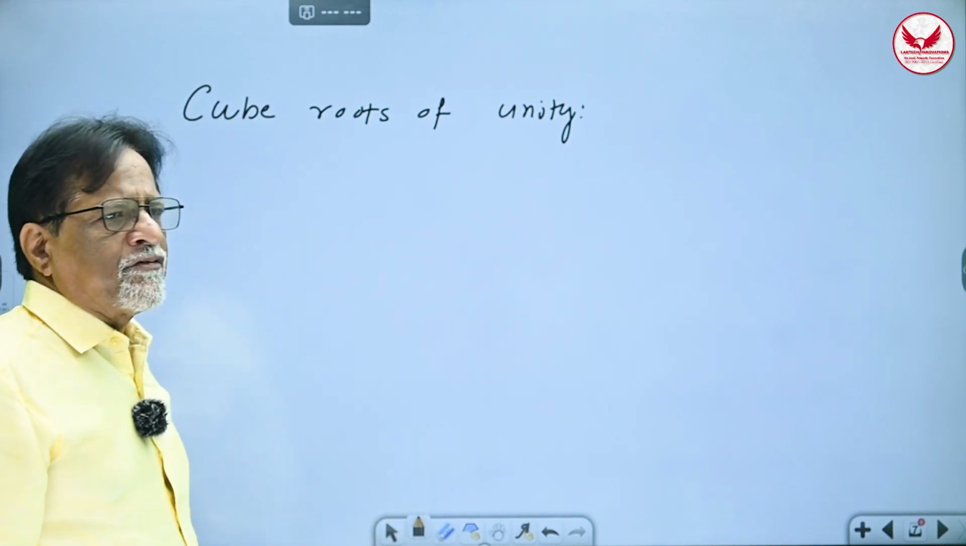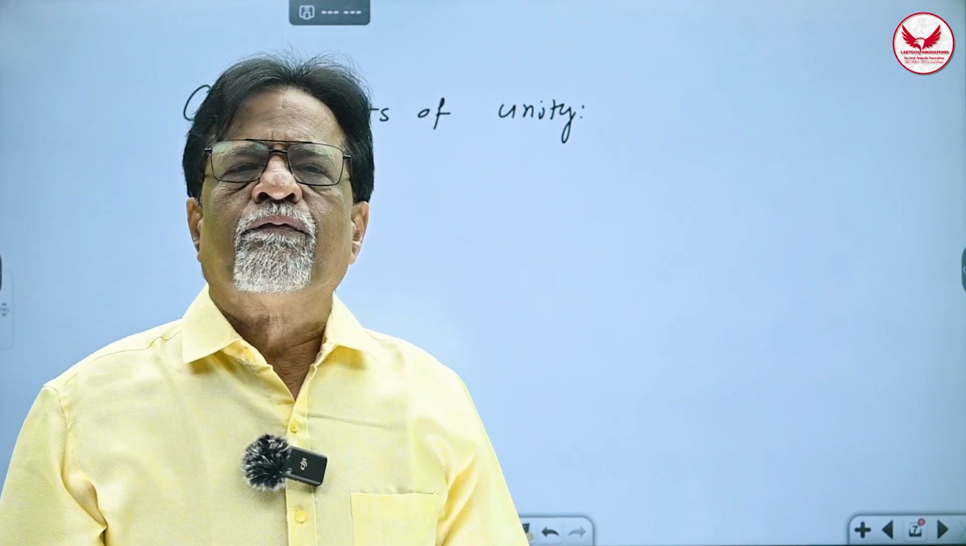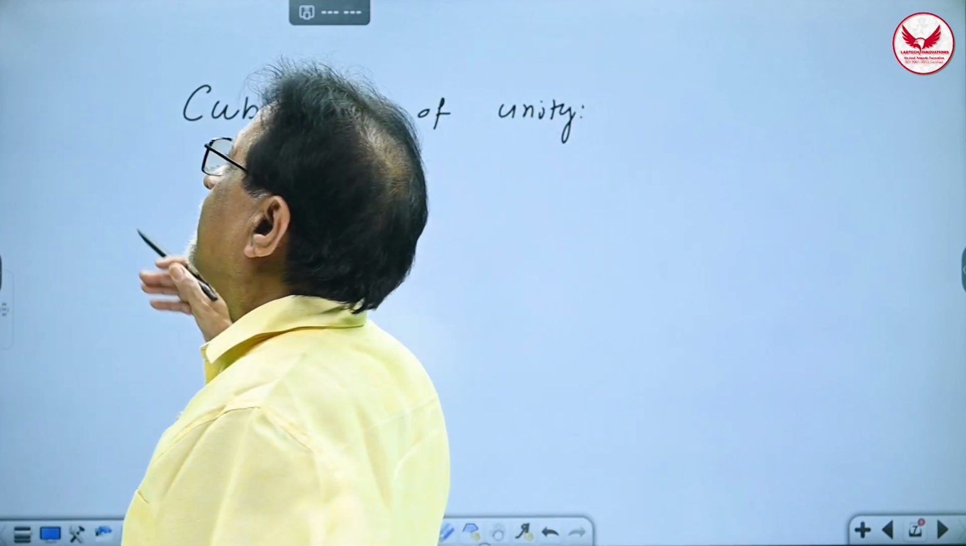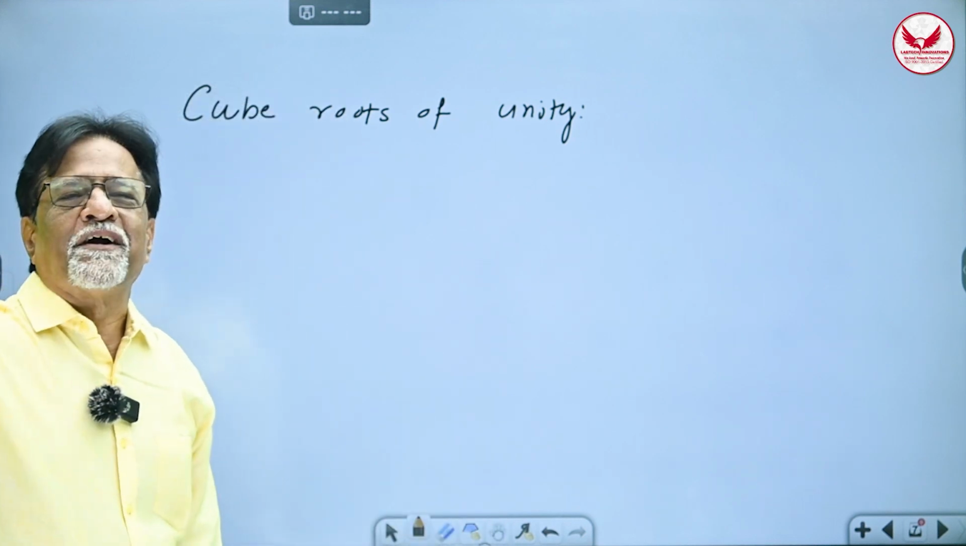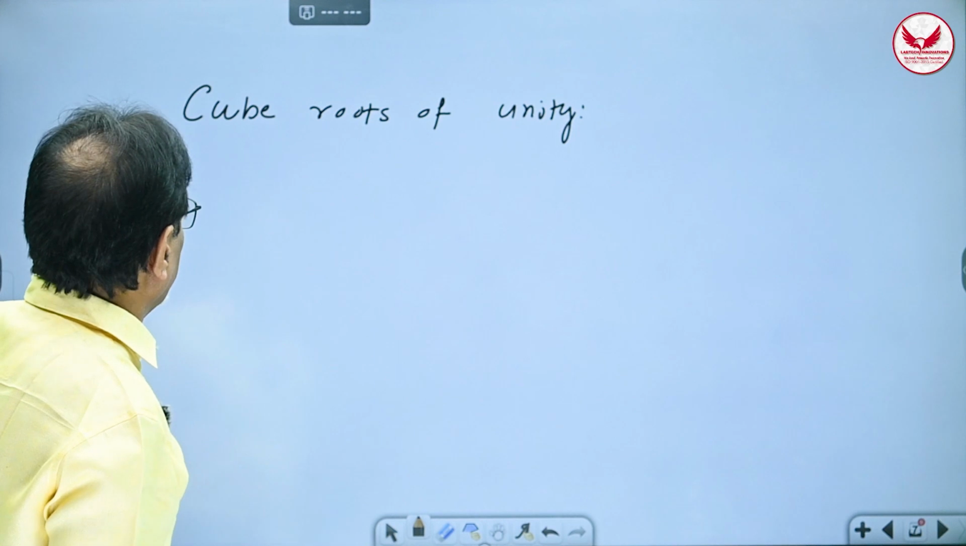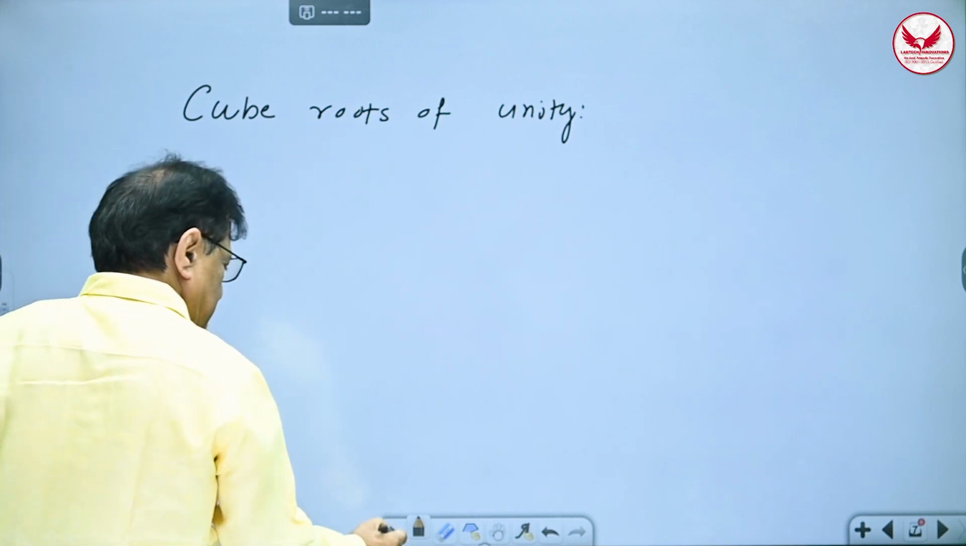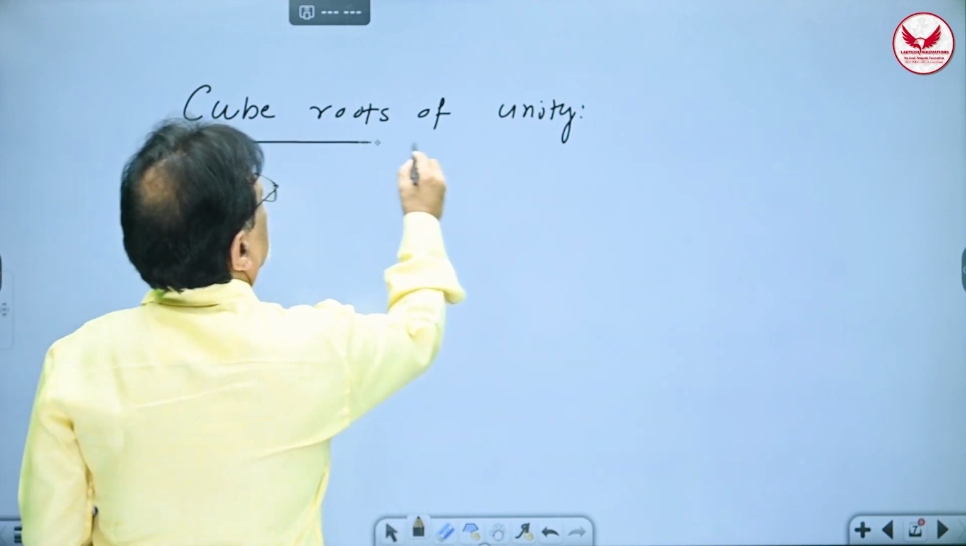But complex numbers are strange. If you take the nth root of any number, you will find n different values. So, if you take cube roots of unity, you will find 3 different values. And how to get those 3 different values? Let us find that, okay? That's a very interesting proposition. So, let us do that.